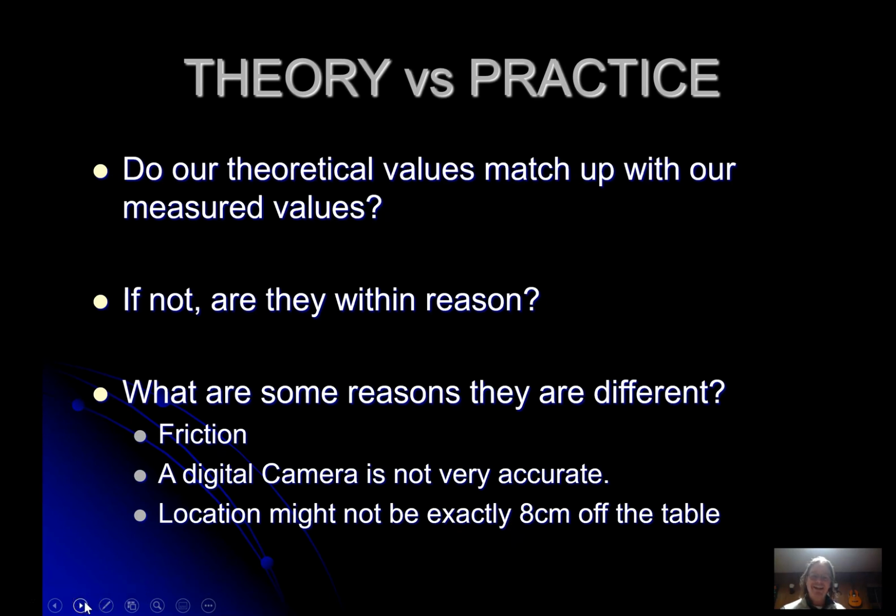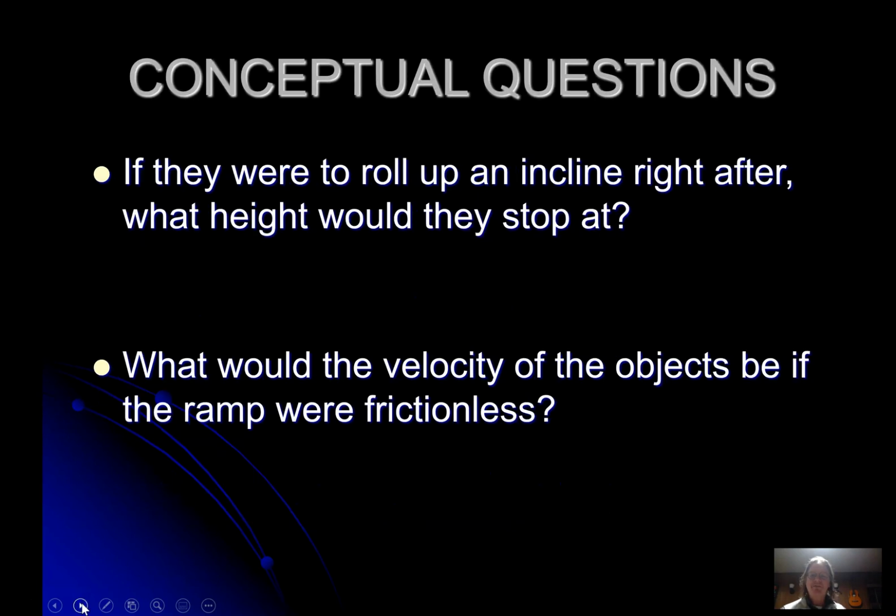Because remember, in your mgh, the h is not the length of the ramp, it's the height from the bottom surface that you're going to. Okay? The bottom of the ramp. So something to think about: if you had a ramp that went back up, how high would it go? Would it go to the same height that you rolled it down from? What if there was no friction? So these are questions we're going to try to answer in class when you come back on Tuesday. How would the results be different if there was no friction on your ramp whatsoever? I'm going to leave it at that.